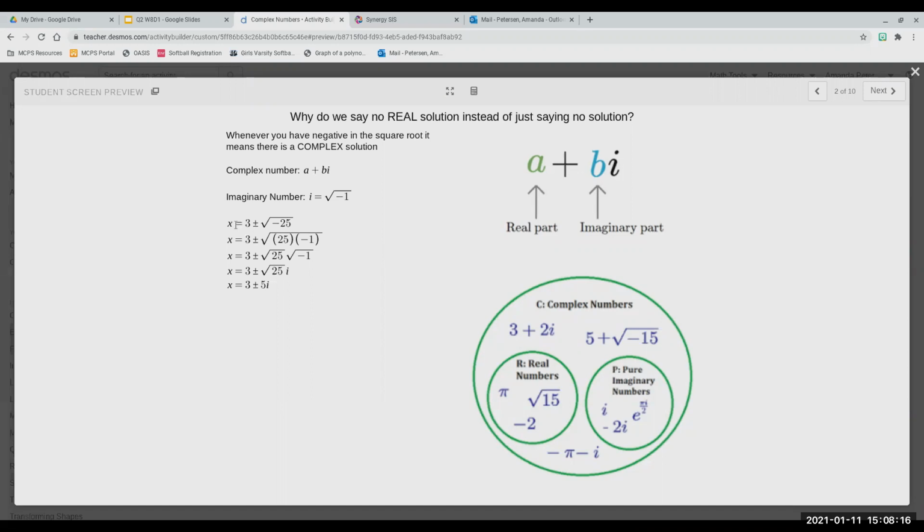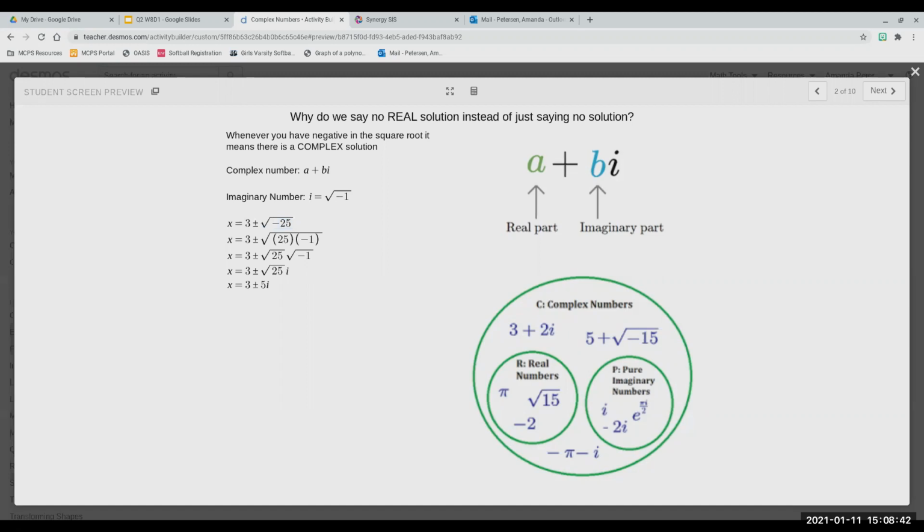So if we look at this example, we have x equals 3 plus or minus the square root of negative 25. Well, before we would say no real solution, can't have a negative under the square root, but now we can change our equation, move some things around, so we can get to our complex solution with our imaginary piece. And watch how I do that.